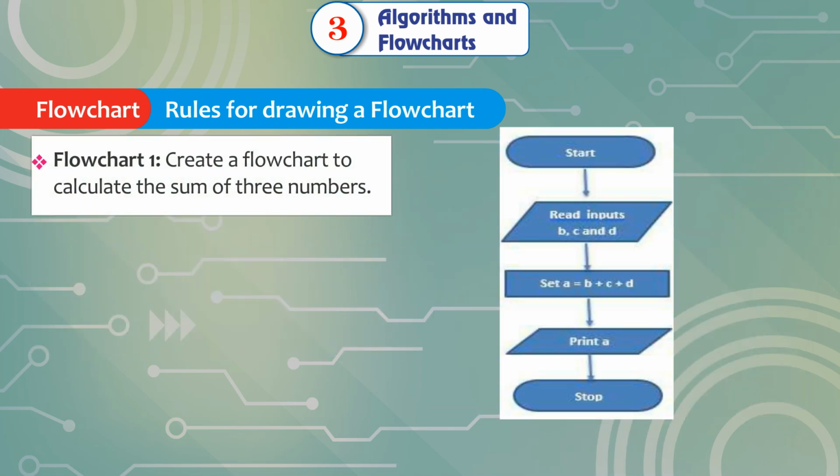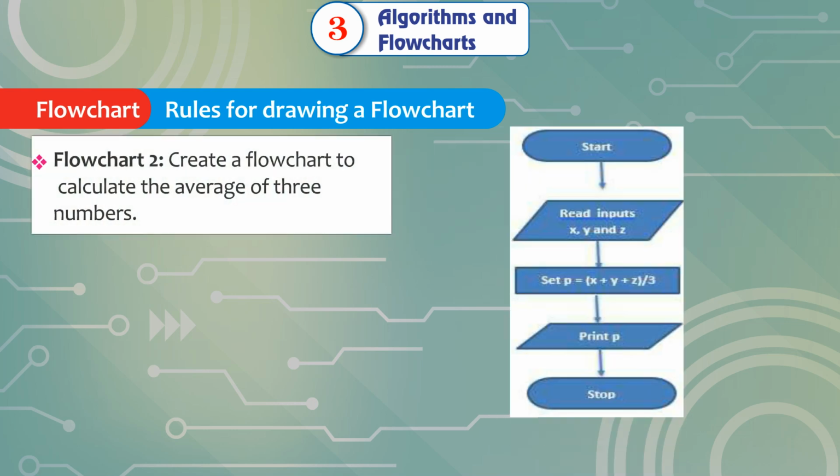Flowchart 1. Create a flowchart to calculate the sum of three numbers. Start. Read inputs B, C and D. Set A equals B plus C plus D. Print A. Stop.